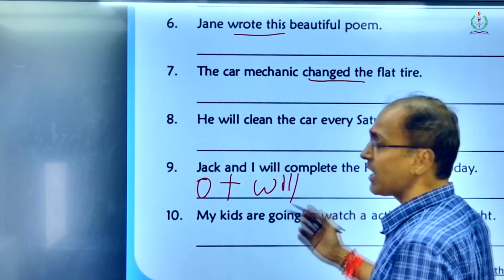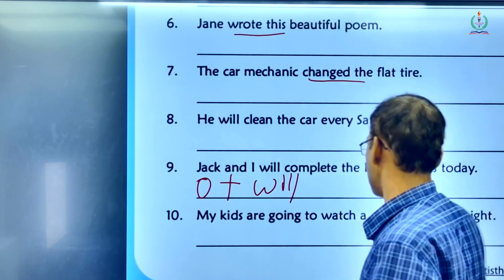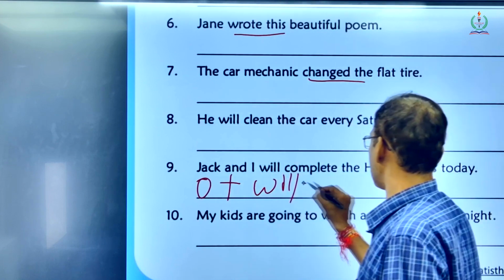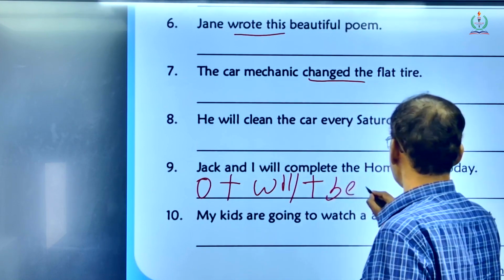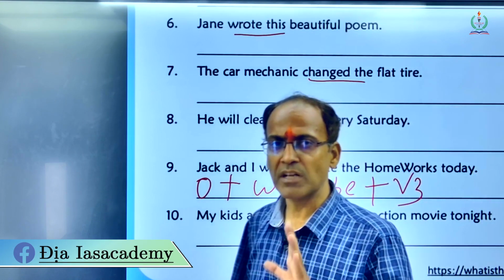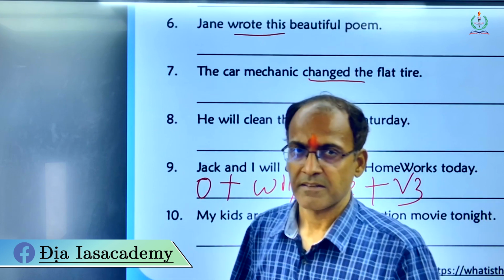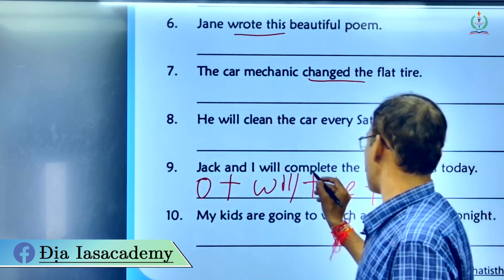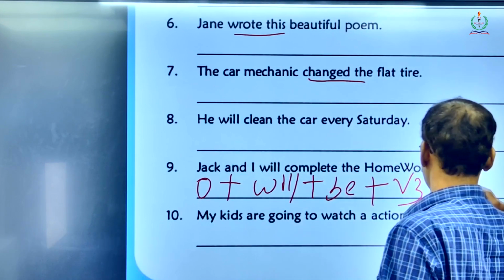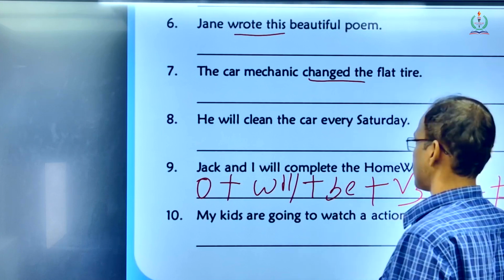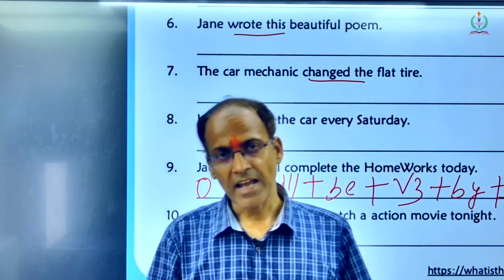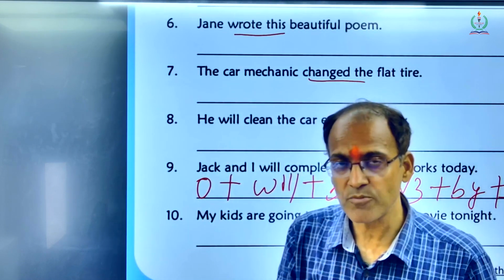That's why I am writing will, otherwise will or shall, either of those which are mentioned, has to be there. Object plus will plus be plus V3. V3 is nothing but the past participle form of verb, or the third form of verb which we write as V3. Now, complete becomes completed, and V3 plus by plus subject, which is Jack and I. Today the homeworks will be completed by Jack and I. That has to be the answer.